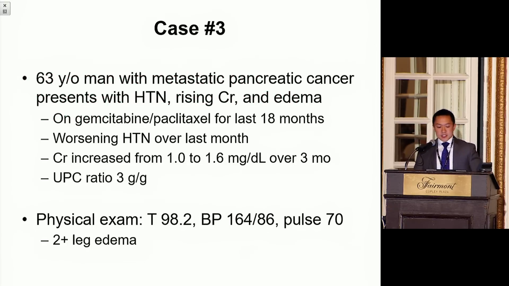Here's a third case. This is a 63-year-old man with metastatic pancreatic cancer who presents with hypertension, a rising creatinine, and edema. He's been treated with gemcitabine and paclitaxel for the last year and a half. He's developed worsening high blood pressure over the last month. His creatinine has gone from 1 to 1.6 over the past 3 months, and the urine protein to creatinine ratio is consistent with about 3 grams of proteinuria. His exam shows hypertension and the presence of peripheral edema.